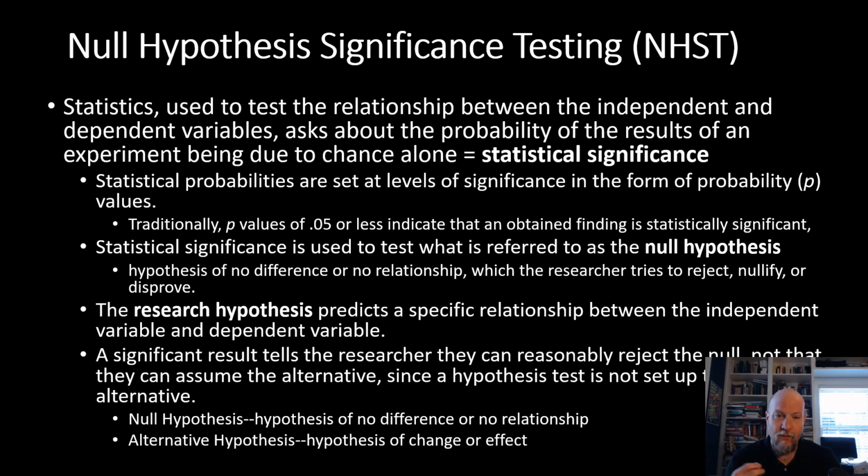So when we find a statistically significant finding, this is really important. What you're then saying is, I can reasonably reject the null hypothesis. I can reject the idea that there's no relationship between these things at all. What it does not say is that I can say with any certainty for sure that my alternative hypothesis, my research hypothesis, is correct. And that can be a little hard.